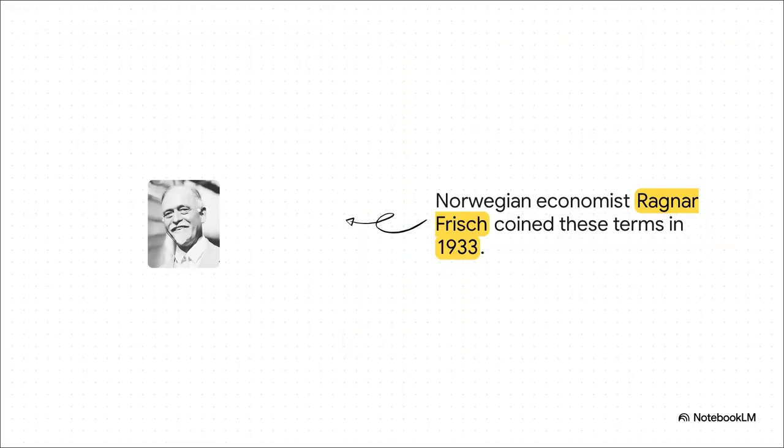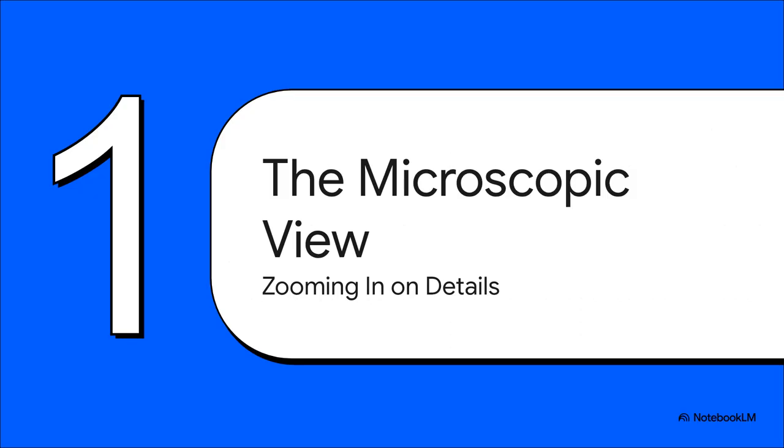And we actually have one guy to thank for this whole framework. This is Norwegian economist Ragnar Frisch. So way back in 1933, he's the one who officially came up with these terms. He gave economists this powerful new way to organize their thoughts. And honestly, we've been using it ever since. Okay, so let's dive in.